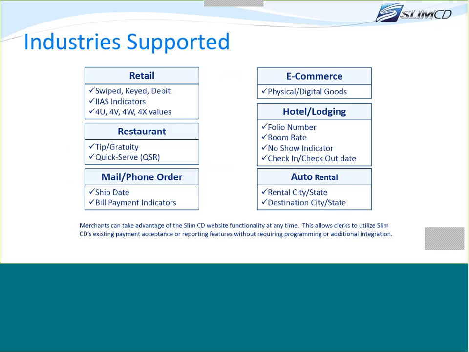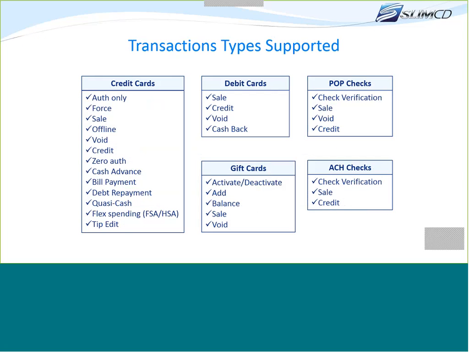All the payment types we've covered. We support a lot of different industries. This may or may not apply to you, but everything from pharmacy with the 4U, 4V, 4W values, and the IIAS indicators, to e-commerce and hotel lodging, auto rental. All those specific industries are supported with all their data types. Lots of transaction types are available for you. Everything you might want to do: you do a pre-authorization and later you complete the transaction, or you do a single transaction where you're charging the card, all that is available.